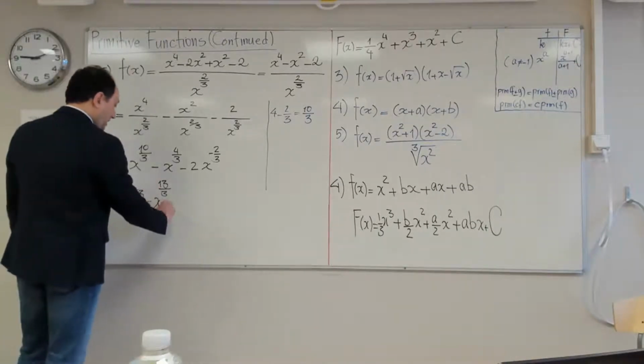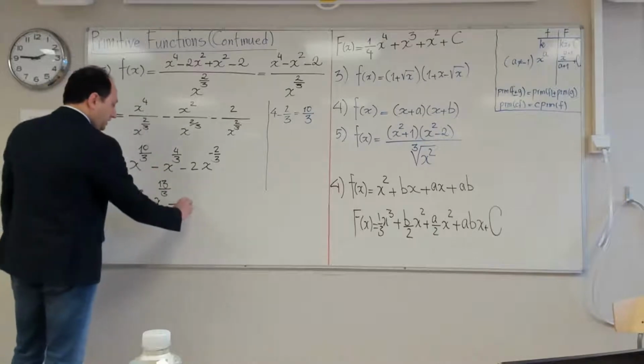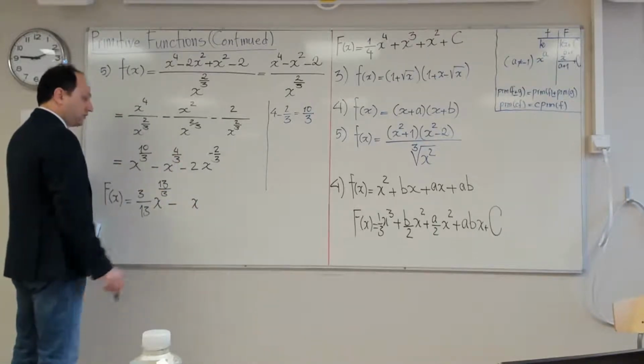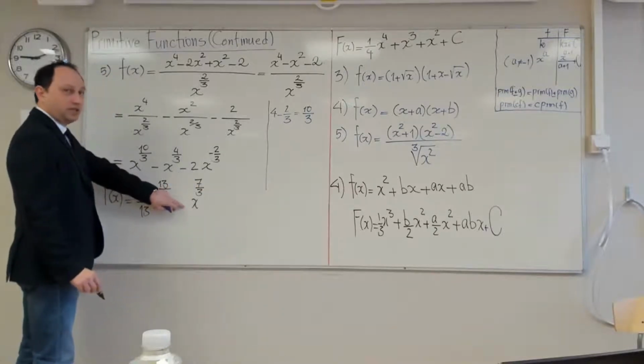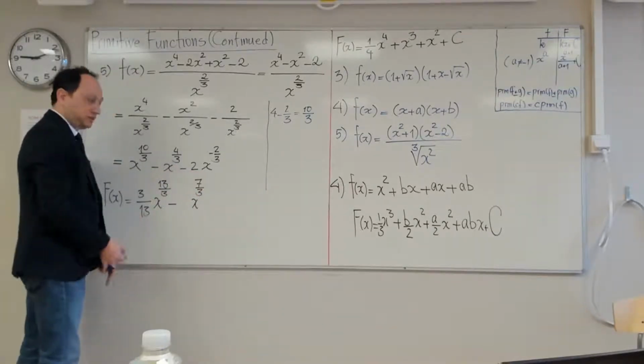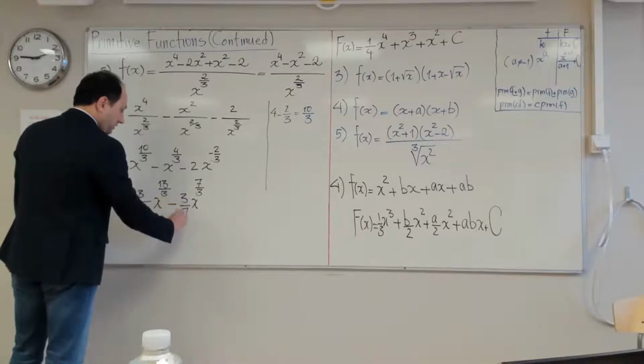The second one, minus. The same story. I need to add 1 unit to 4 over 3. It becomes 7 over 3. And then you know that the number sitting here is 1 over this number. So it is reciprocal, 3 over 7.